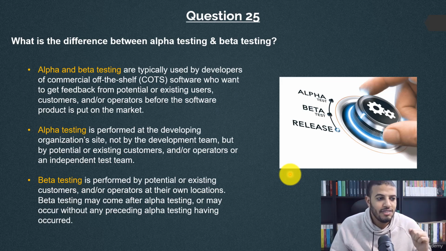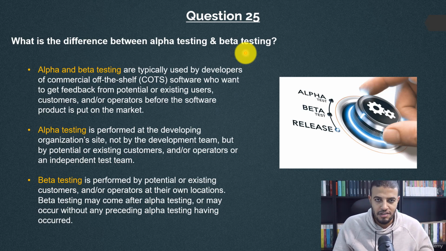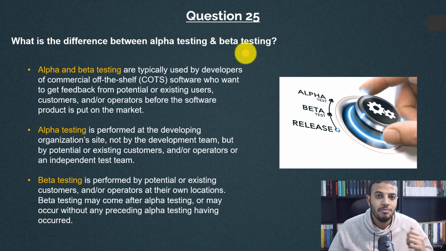Our next question says, what is the difference between alpha testing and beta testing? So we have different types of acceptance testing. Acceptance testing is the last testing level, okay? And we have many types of it. One of them is alpha testing and beta testing. So what is alpha testing and what is beta testing, and what is the difference between them?